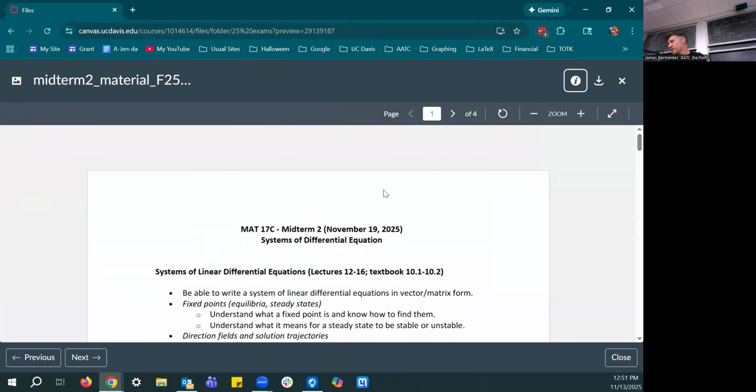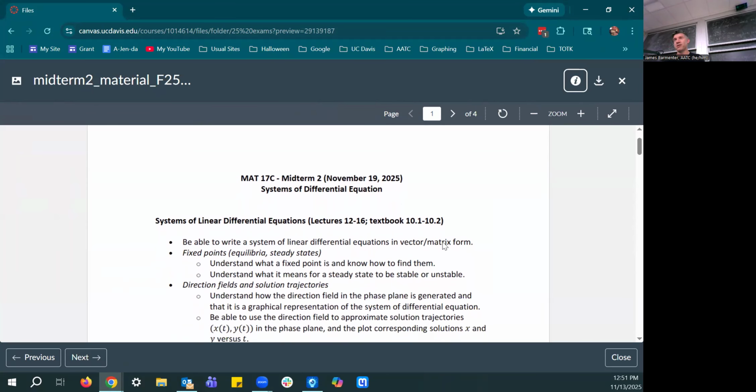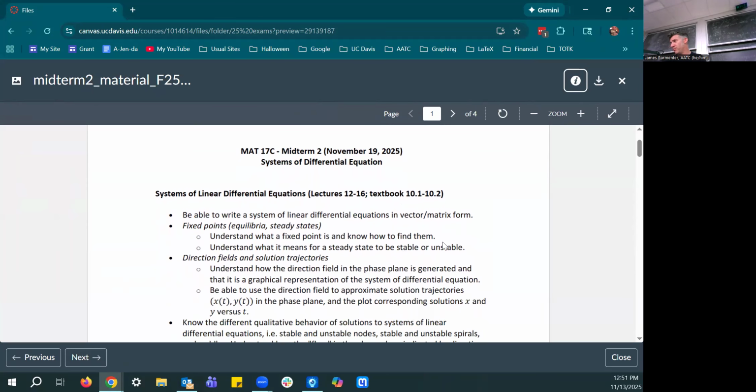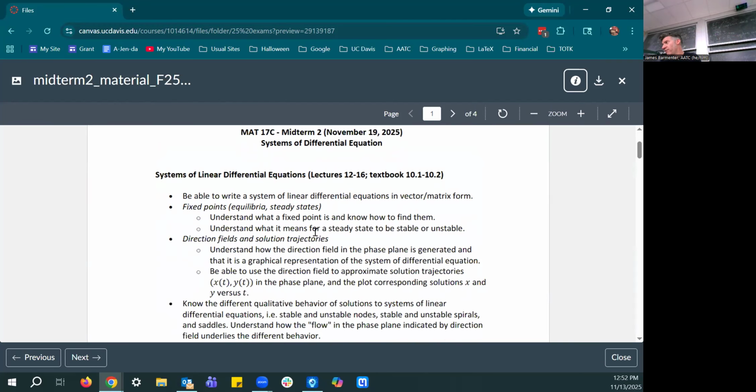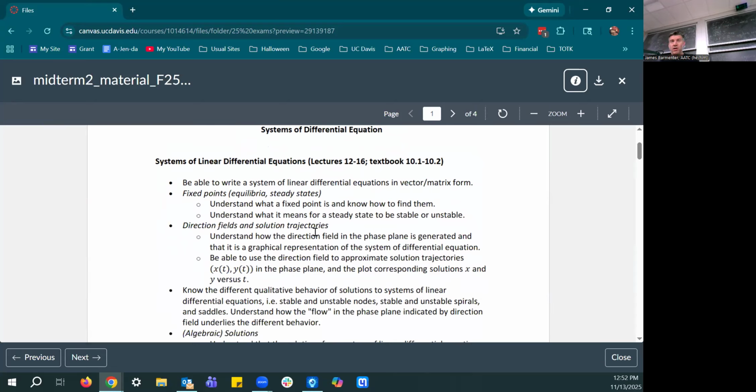So here's what's on midterm 2. And basically it says systems of differential equations. So that's a clue that you're going to see a lot of systems of differential equations. Let's see what we've got here. Be able to write a system of linear differential equations in vector matrix form. Okay, we've done that a few times. We're just taking the equations and writing them as a matrix of coefficients times your x, y or x1, x2, whatever it is. We have fixed points, also known as equilibria or steady state.